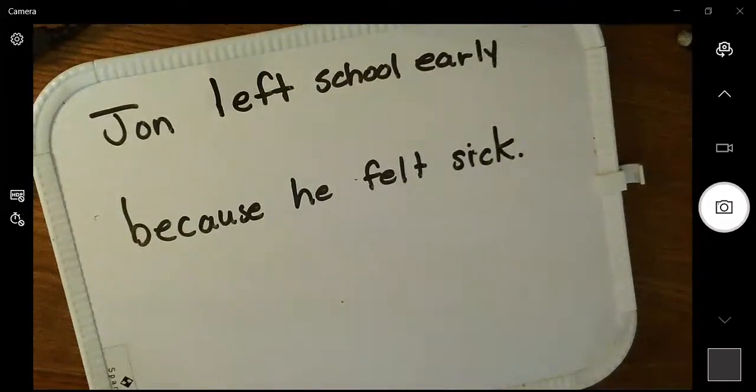Okay, so here we have a sentence. It says, John left school early because he felt sick. Okay, so in the past, we have talked about the types of conjunctions that can be used in sentence structure. You know, you have your fanboys.